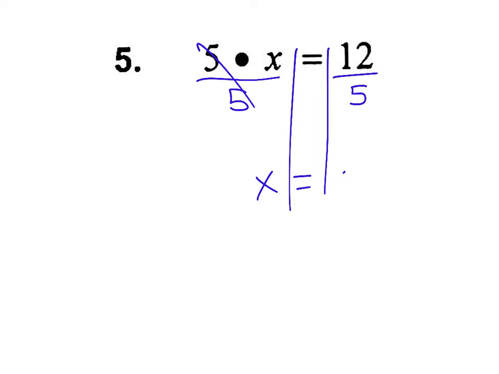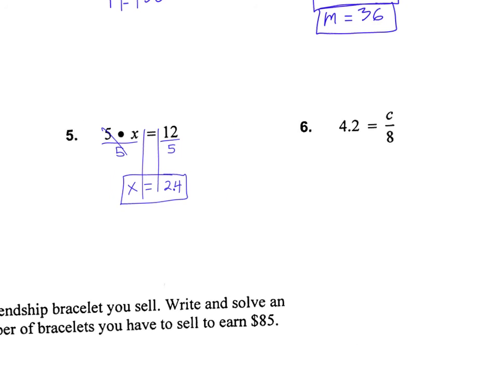Now let's see if this works. If I put 2.4 back into this x. So 5 times 2.4 in my calculator. What did I get? I got 12. So I know without a doubt that this is correct. So if you ever are in question of whether your answer is correct, just plug it back into the original equation and it will tell you if you got it right or if you got it wrong.